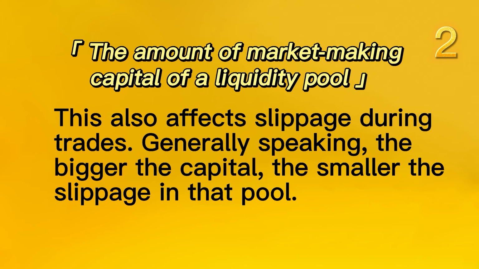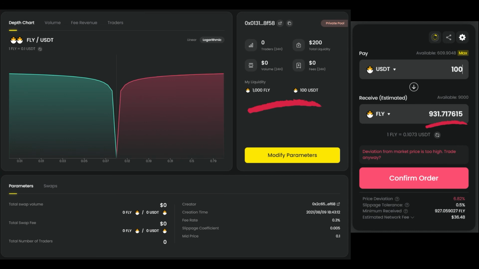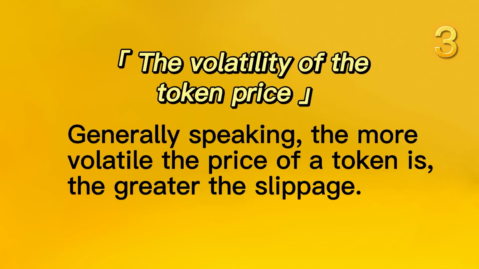Generally speaking, the bigger the capital, the smaller the slippage in that pool. With the same market-making strategy, the number of tokens that could be purchased for $100 increased by about 6.9% when I quadrupled my market-making capital. The third factor that affects the slippage is the volatility of a token's price. And generally speaking, the more volatile the price of a token is, the greater the slippage.